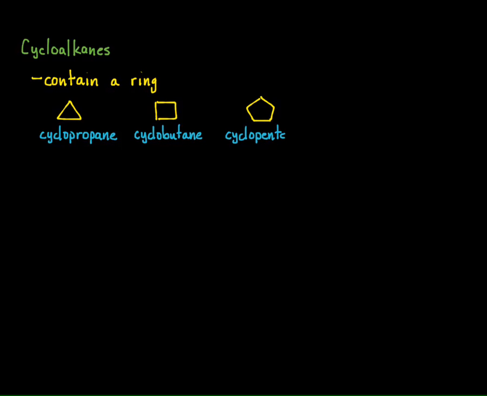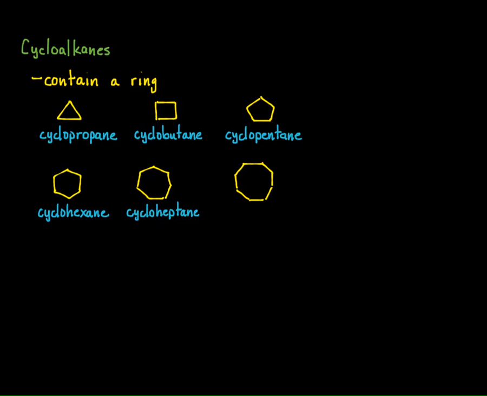Then we have a 5-membered ring that is cyclopentane, right? And we draw it like that. And then we have a 6-membered ring that is cyclohexane. And these 4 are relatively easy to draw. Then it becomes a little bit more complicated to draw. This is what the shape of cycloheptane looks like. And then we have an octagon, which is cyclooctane, right? So these are common rings that we're going to encounter throughout our studies.